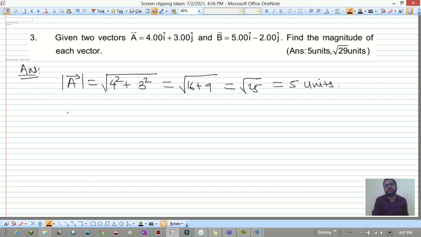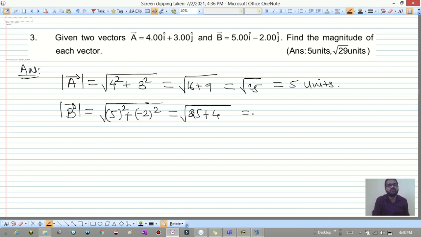And we want the b bar magnitude. The b bar magnitude is equal to the root of the first component squared, that is 5 squared, plus the second component squared, that is minus 2 squared. Minus 2 squared is the same as plus 2 squared, so it will become 25 plus 4, that is root 29 units. So these are the answers for the given question.